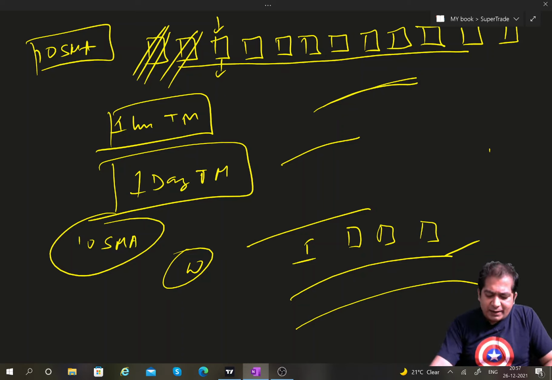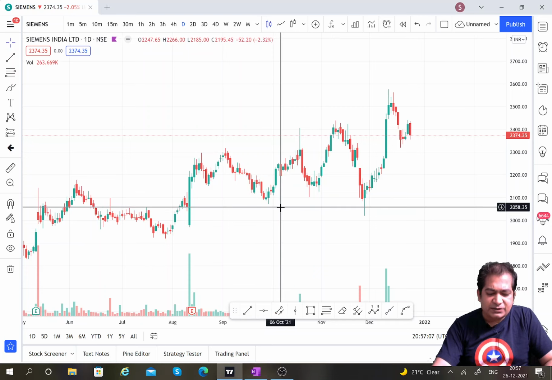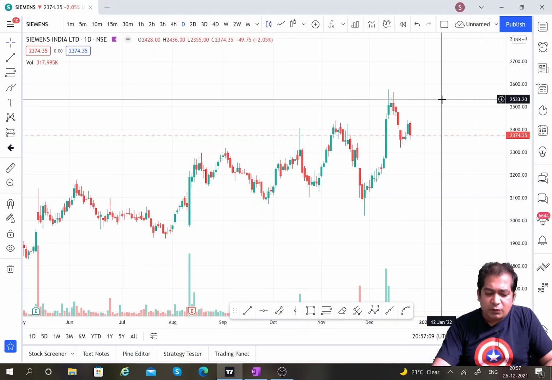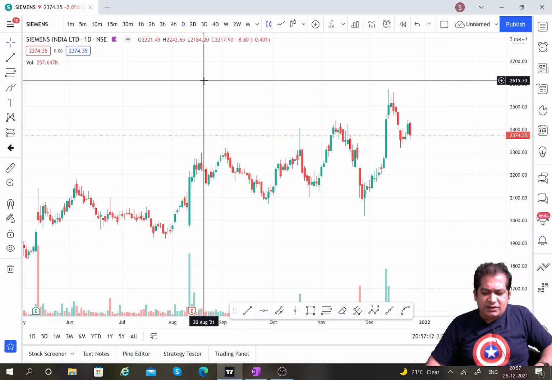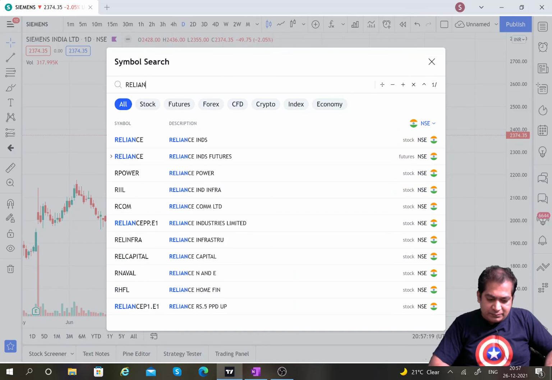So let's go back to TradingView. Now we had used Siemens. If I want to use another symbol, not Siemens, let's say the very famous Reliance, you simply type Reliance on the keypad, R-E-L-I-A-N. See, it has given Reliance. Now I have selected NSE here. You can select BSE as well.